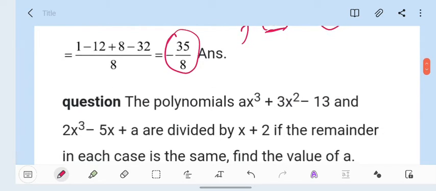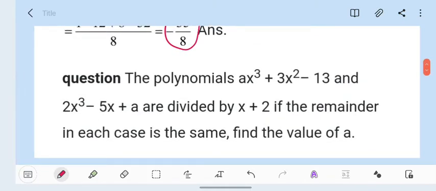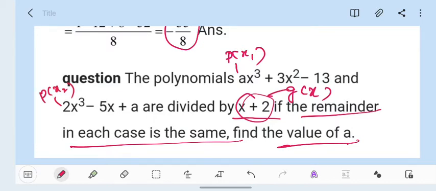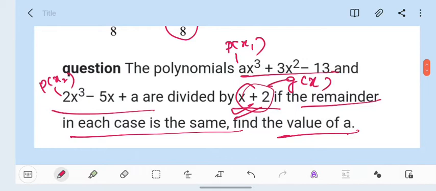Now the next question is for you. The polynomials ax cubed plus 3x squared minus 13 and 2x cubed minus 5x plus a are divided by x plus 2. If the remainder in each case is the same, find the value of a. I can give you a little hint here. x plus 2 is the g of x, and these are p of x1 and p of x2. Put the value of x, which you get from here, in these two polynomials, and then equate the equations. Whatever you get at the end, you get the value of a. You try it out, and if you face any problem, let me know.